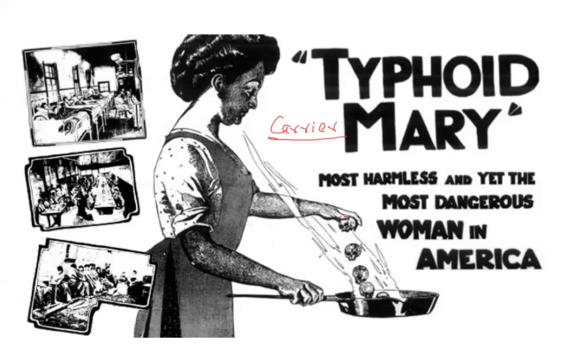These are cartoons which appeared in the newspaper. She's described as the most harmless and yet the most dangerous woman in America. You can see what she's cooking up, skulls, meaning the bacteria is being spread through the food she cooked. She spread it to thousands of people because she was supplying food to many people. Typhoid basically came from the food that she prepared. Her name is Mary Mallon, and she was nicknamed Typhoid Mary.